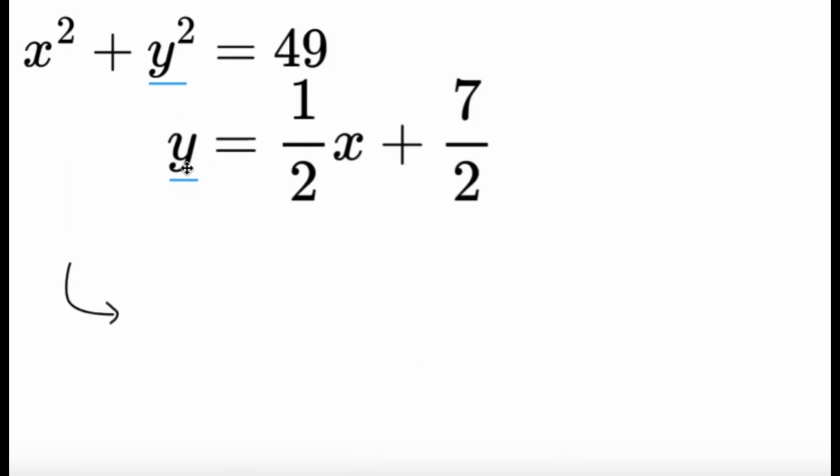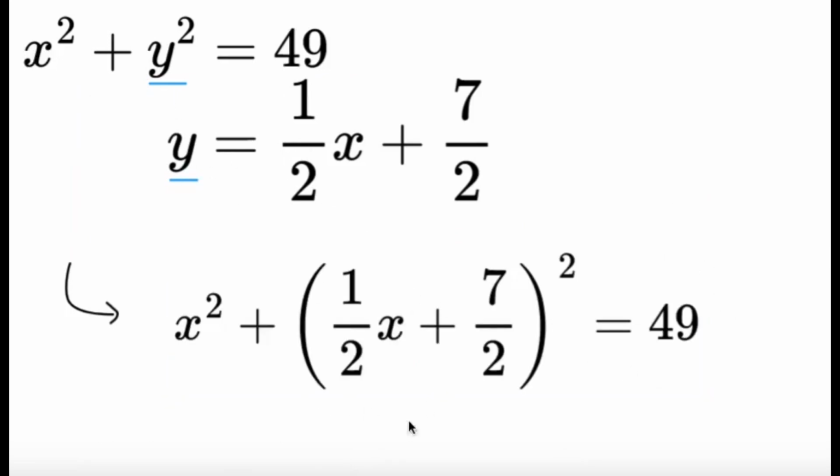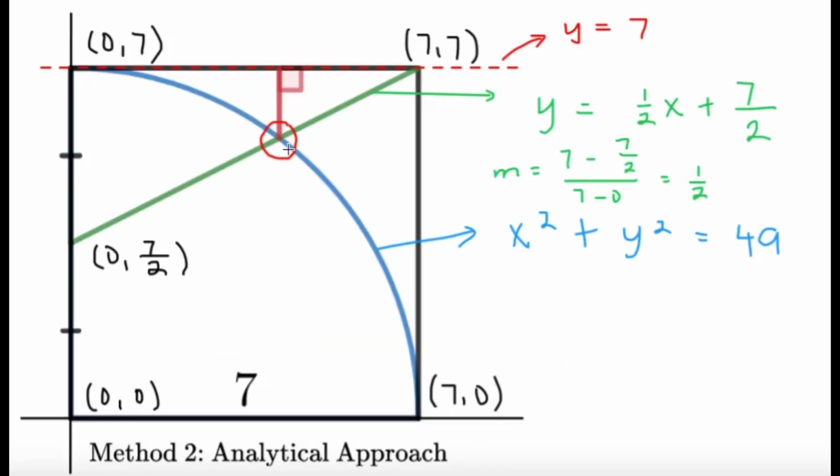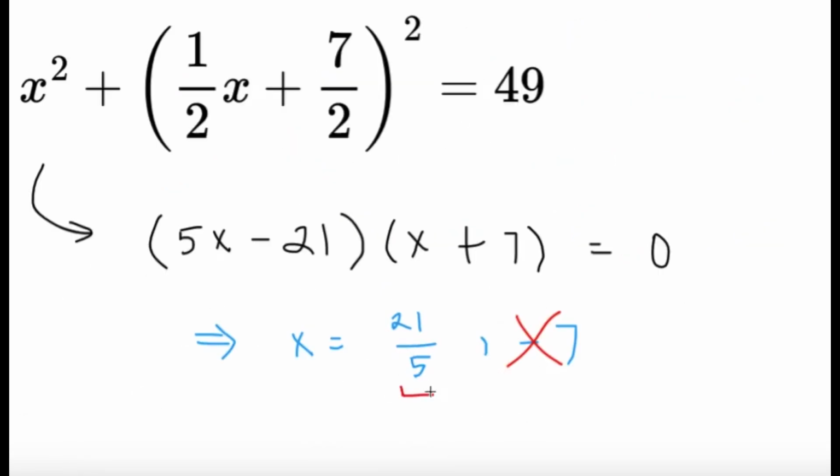So we can see that we can substitute y over here, and it's going to result in a quadratic equation in terms of x. I'm skipping a lot of the key steps here, but we'll be able to factor the left side to be 5x minus 21, and then x plus 7. So all we have to do is get the solutions here. We have two values of x: x is 21 over 5 and -7. And just as mentioned a while ago, we have to make sure that x is positive because the intersection point is in the first quadrant. So x would be 21 over 5.